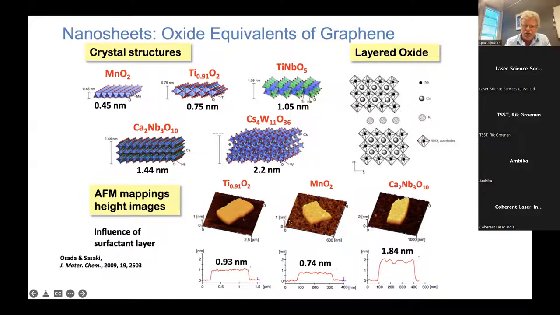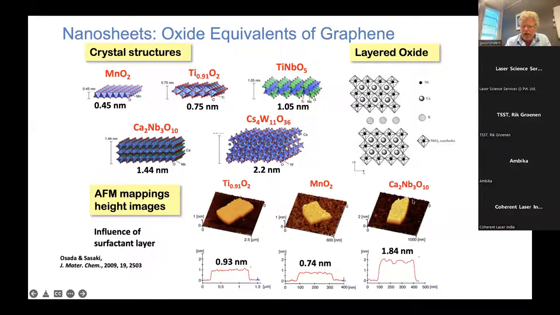Here you can see individual flakes of titanium oxide, manganese oxide, and calcium niobate. And here you can actually see that indeed we have single, let's say, not monolayers, but nanosheets of these Ca2Nb3O10.